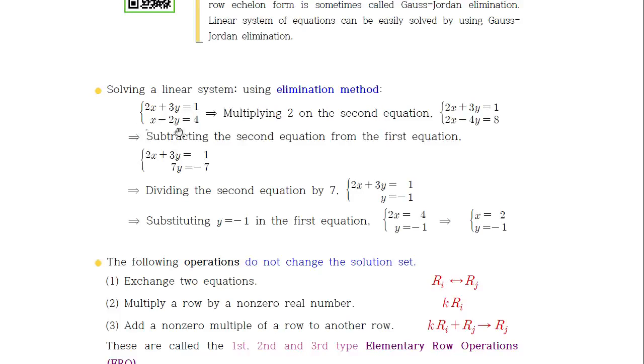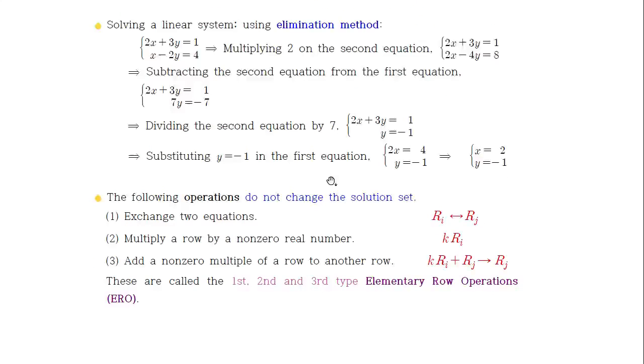For example, if you have this type of linear system of equations, then you multiplied 2 on the second equation like this, then you multiplied -1 on the first equation to eliminate this variable, like this. And then divide by 7 on the second equation, like this. So you know y is equal to -1. Then you substitute this -1 into the first equation to get 2x is equal to 4, which gives you x is equal to 2. This is the method that you used. Actually, this was the elimination method.